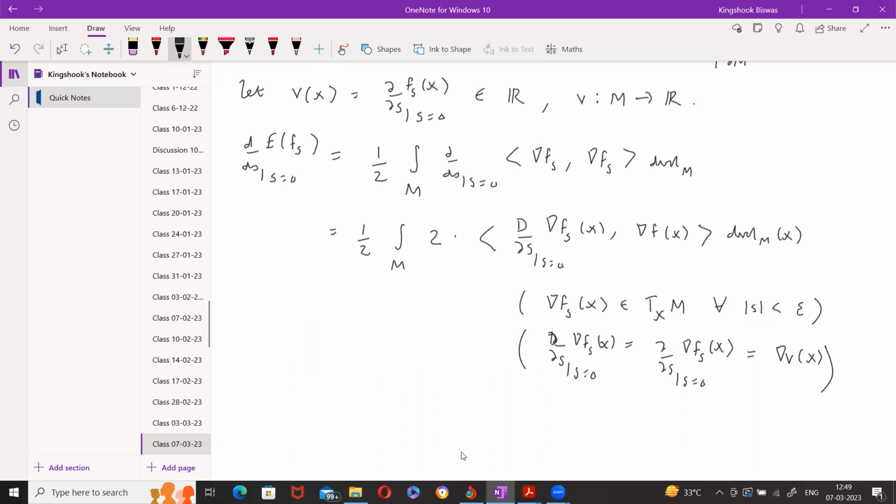So, the factor of 2 and the half will cancel. So what I get is the integral over M of the inner product of grad v with grad f. Okay. All right.